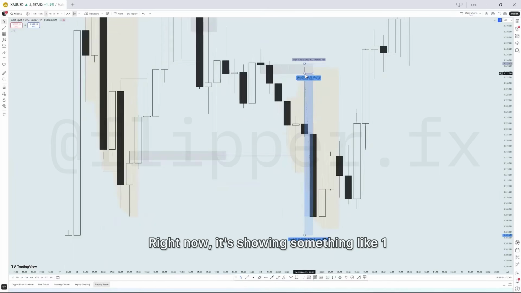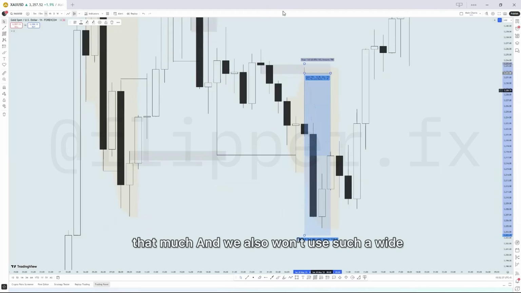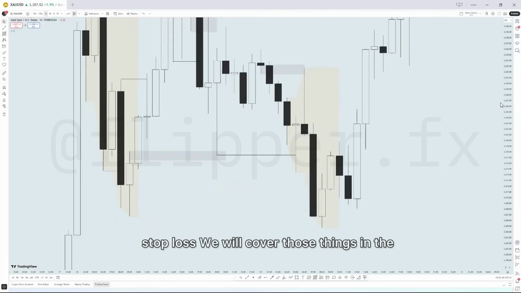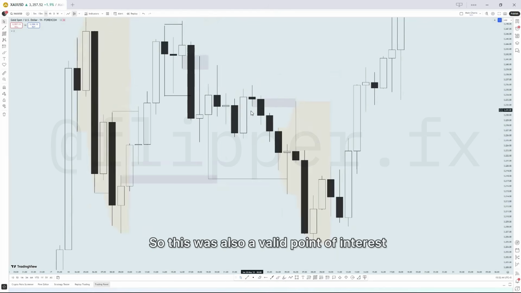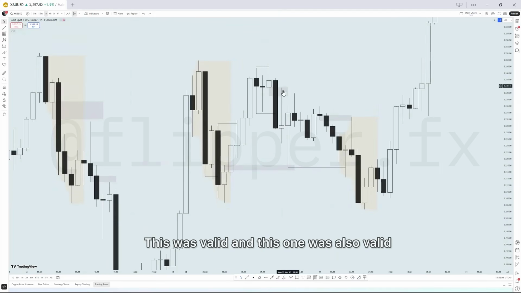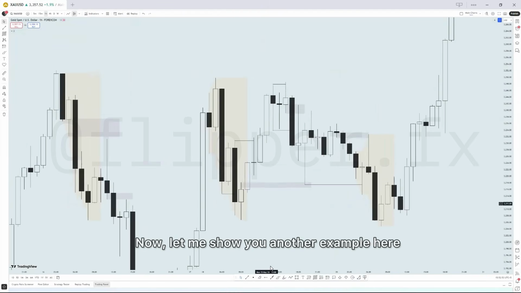Right now it's showing something like 1 to 17 risk reward, but we don't need to target that much. And we also won't use such a wide stop loss. We will cover those things in more detail in the upcoming sessions. So this was also a valid point of interest. This was valid and this one was also valid. Now let me show you another example.